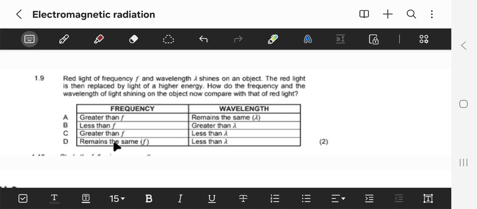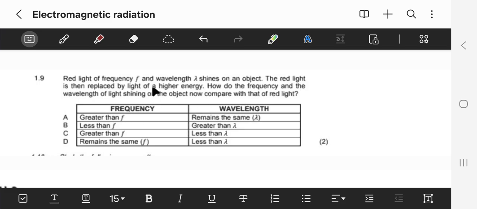So here we'll be looking at a multiple choice question, and it reads: red light of frequency f and wavelength shines on an object. The red light is then replaced by a light of a higher frequency. How do the frequency and the wavelength of light shining on the object now compare with that of red light?